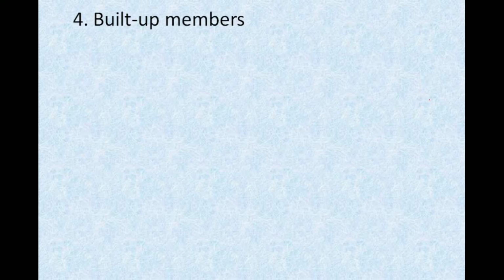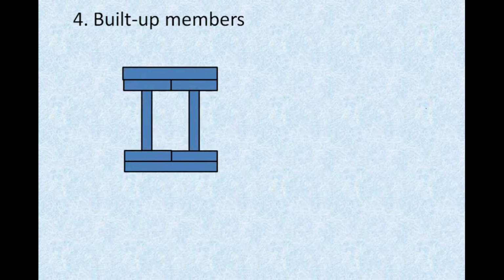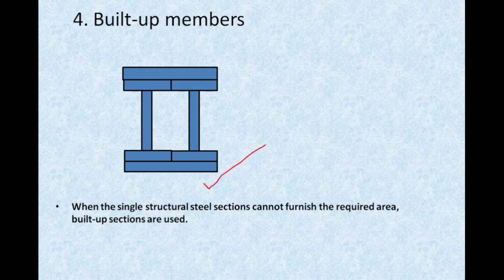If we talk about built up members, you can see here in the figure, two I sections are used, and here another tension members are used to form this built up member. Okay, when do we use this kind of built up member? We use it when we cannot use single I sections. As I told you just before, single I sections are used because they are more economical than built up members. But we use built up members when single I sections cannot furnish the required area.